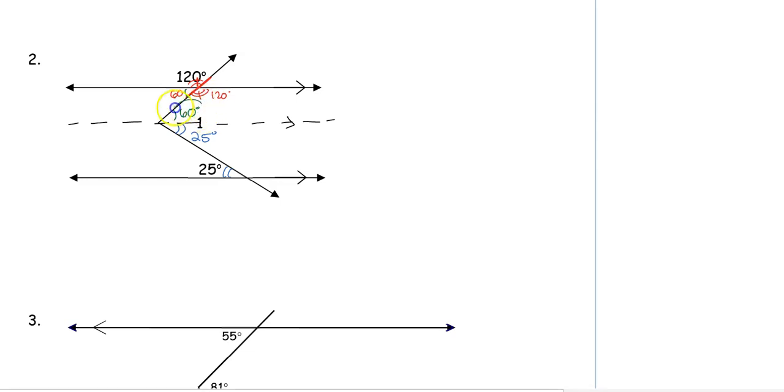Angle 1 is the combination. This is the top part, that's the bottom part. I have to add 60 and 25 together to find the measure of my angle 1, in this case being 85.